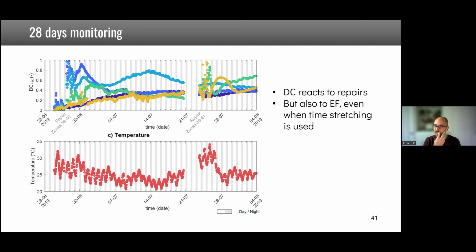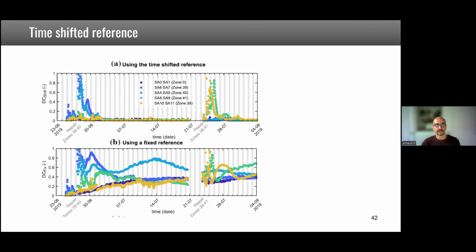Even though we have used time stretching, okay? So that means that our major core driver hypothesis is not valid. We cannot compensate just by time stretching in real conditions in a tunnel. It doesn't work well enough.